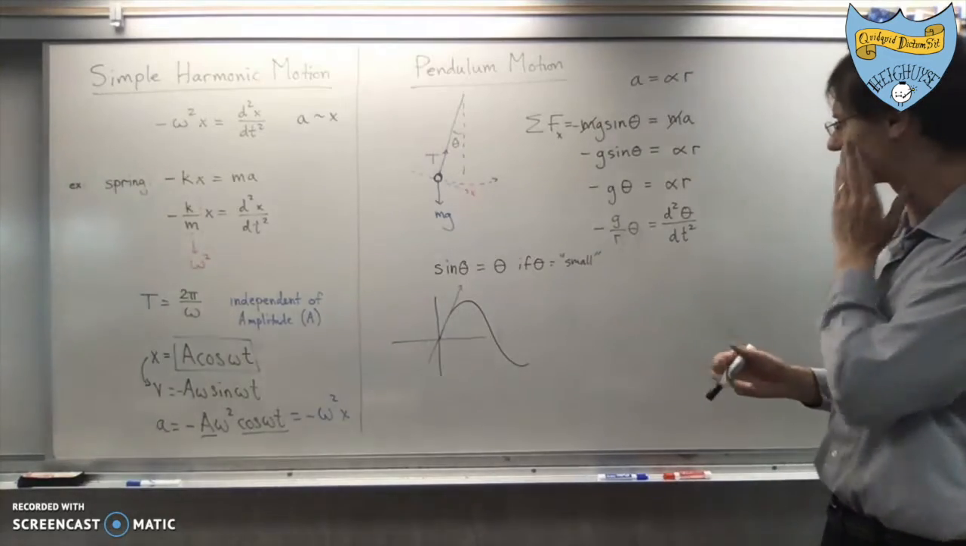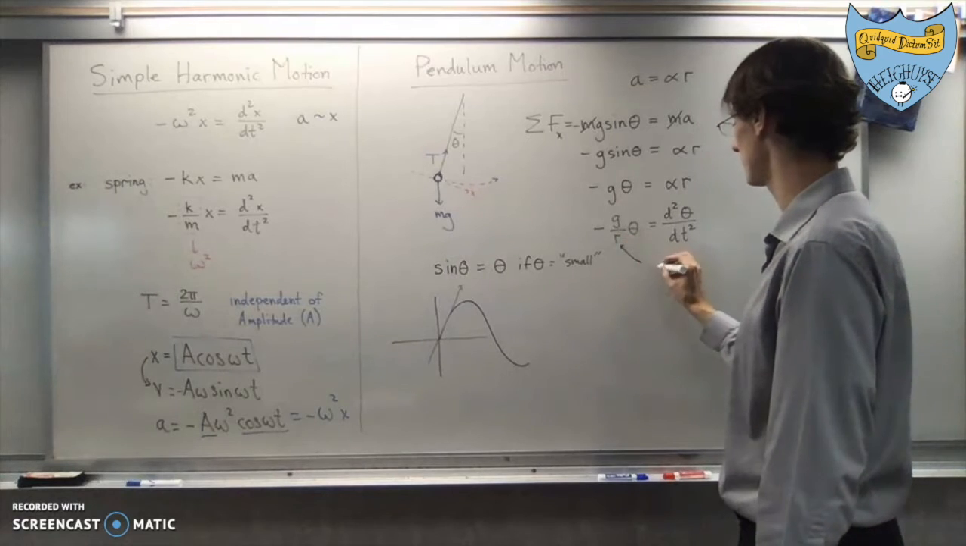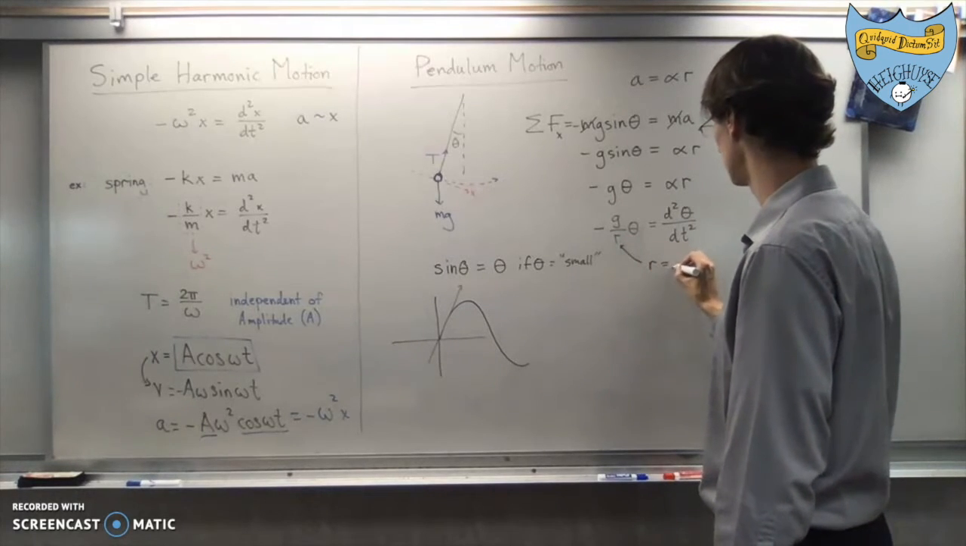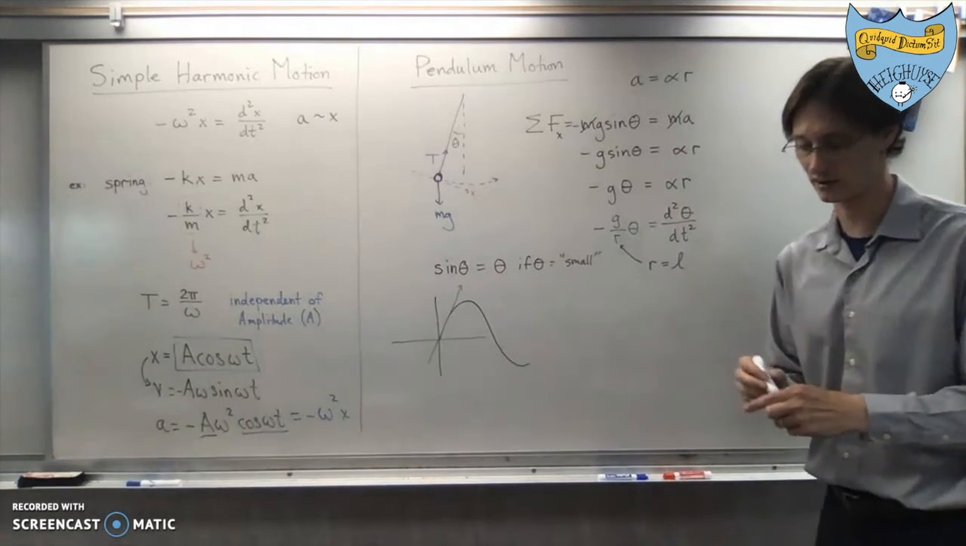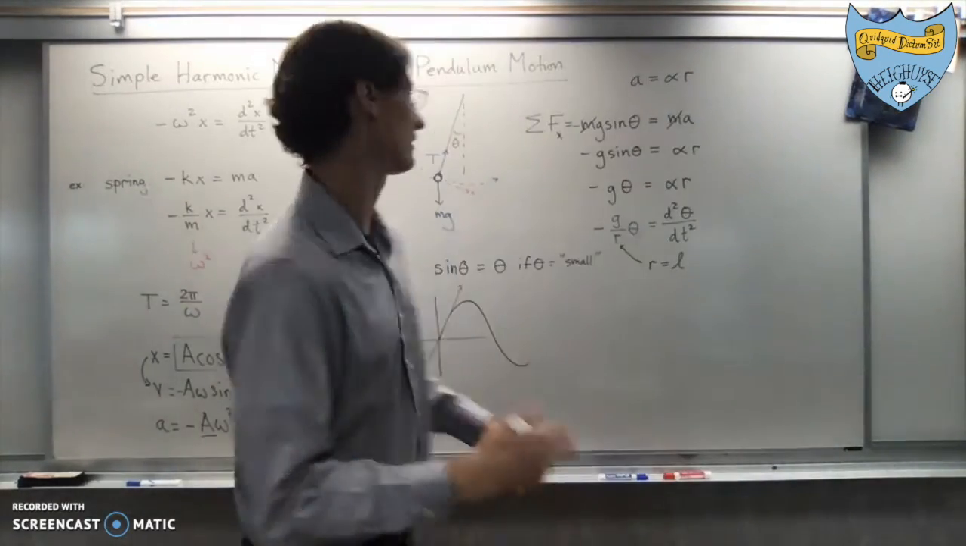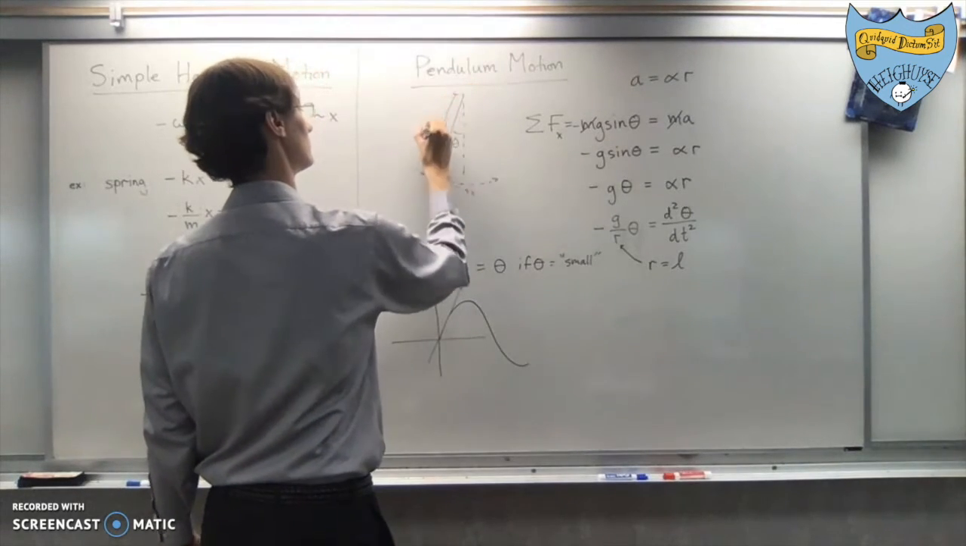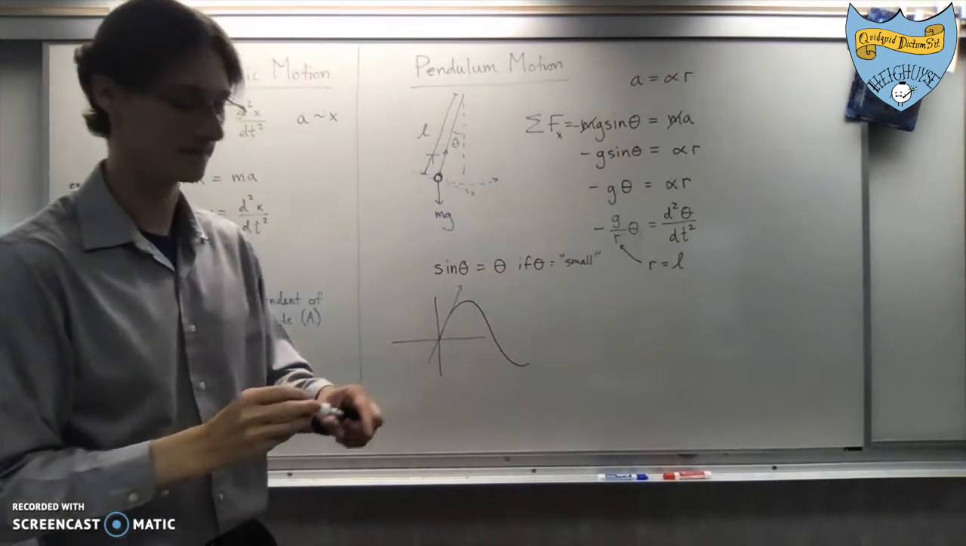All right, the only thing that's a little bit ambiguous here is what do I mean by R? And actually, most of the time they won't use R. They'll use L for a simple pendulum. Now it's maybe a little more obvious what L or R is. It's the length of the string, right? There it is. It's the length of the string.